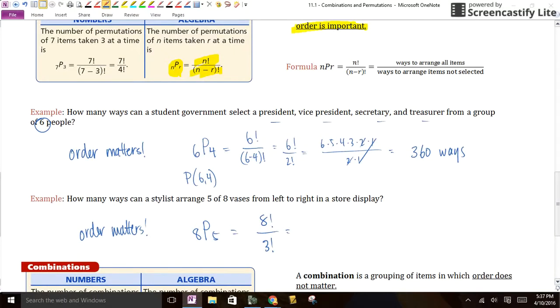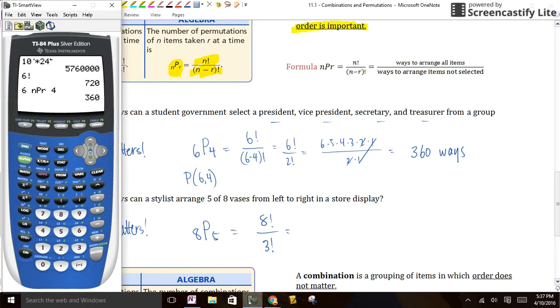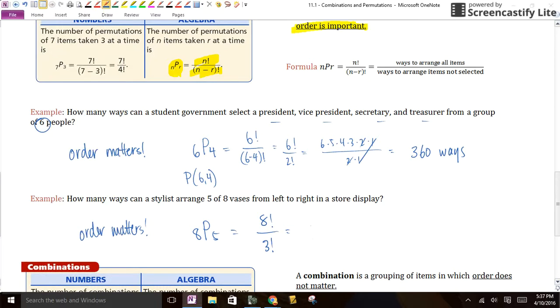Now I'll do this by hand, but that's going to be no fun at all. 8, math over to PRB. Oh, I picked the wrong one. Don't you hate that? Math over to nPr. And we said 5. Boom. 6,720 ways. Now, if you want to make a tree diagram, if you don't believe me, that would be a lot of leaves, though. But that's how many ways they could arrange it. I know it's hard to wrap your head around. Crazy. See you in a minute.